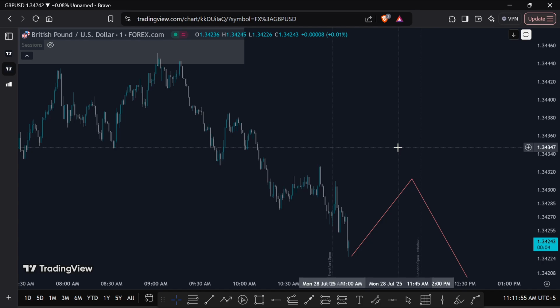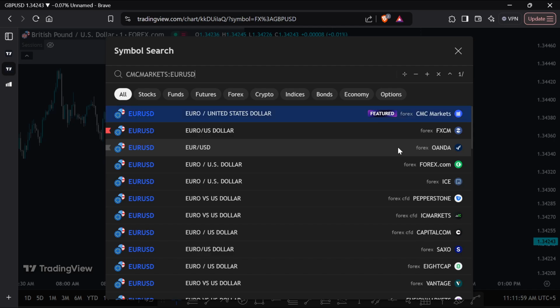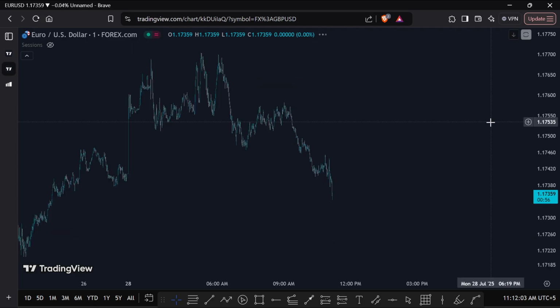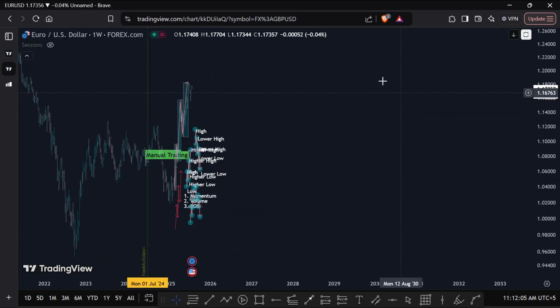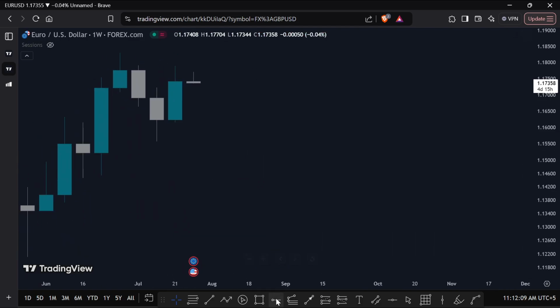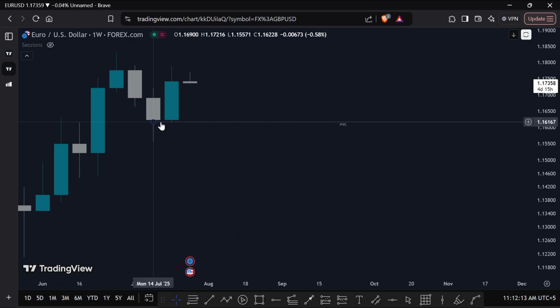Now let's look at the Euro USD pair. Euro USD on forex.com. Now it's almost the same things we are having on Euro USD. Wait a second. So first of all, we have this PWL level. Along with the PWL level, we also have the PWH level.